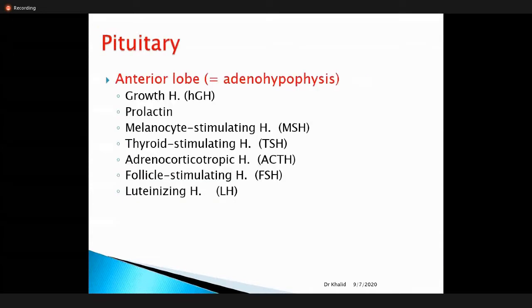The pituitary has two lobes. The anterior lobe secretes six hormones: growth hormone, prolactin, melanocyte stimulating hormone, thyroid stimulating hormone, adrenocorticotropic hormone, follicle stimulating hormone, and luteinizing hormone. These hormones are all very important, and they act on the targeted tissue to execute functions in the body.